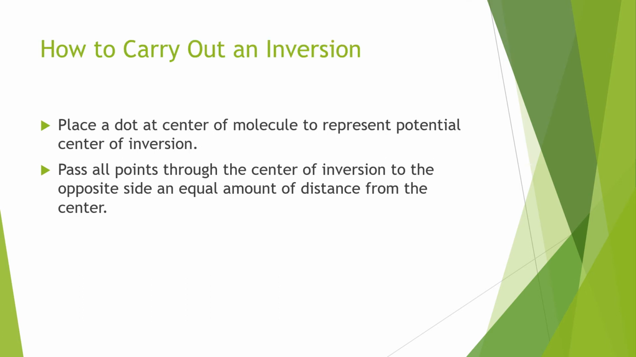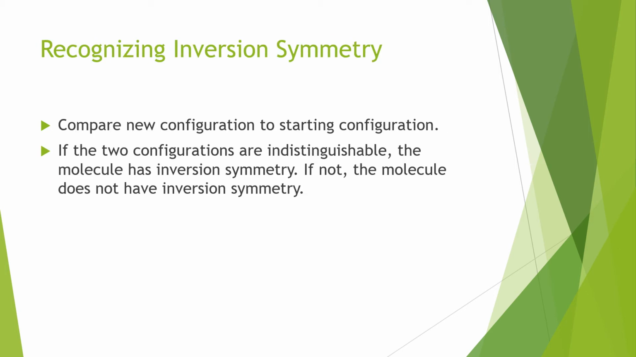So now that you know the basics of inversions, how can you carry one out? First, you're going to draw a dot at the center of the molecule to represent the center of inversion, and then you'll pass all molecular parts through the center of inversion. After you carry out an inversion on a molecule, how do you tell if that inversion has symmetry? First, you can compare the starting configuration with the new configuration, and if the two configurations are indistinguishable from one another, then that molecule has inversion symmetry, and if they are not, then it does not have inversion symmetry.